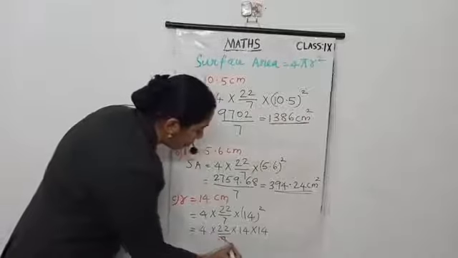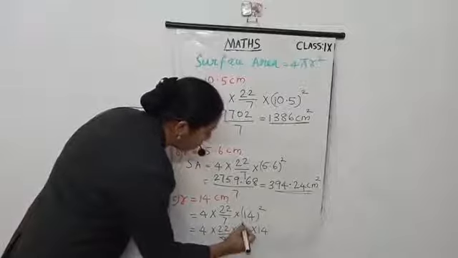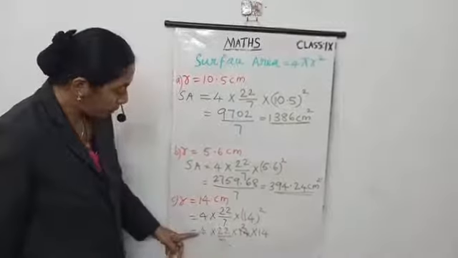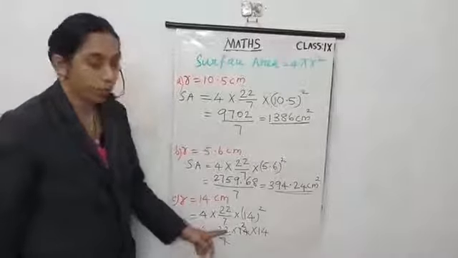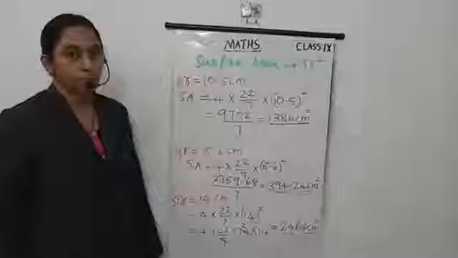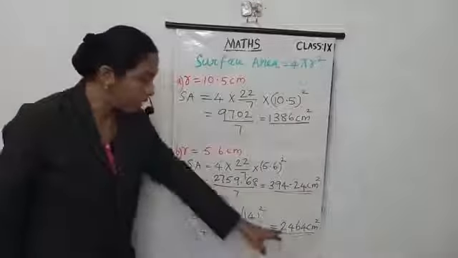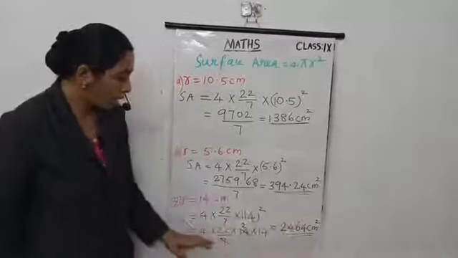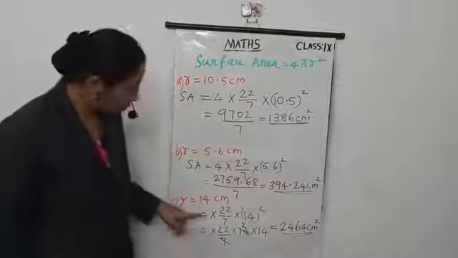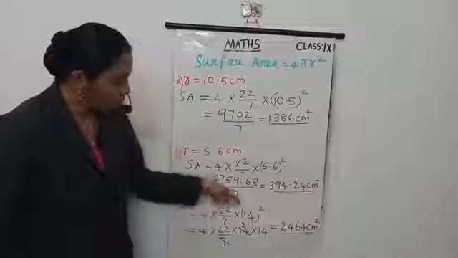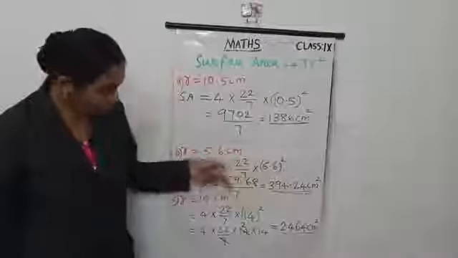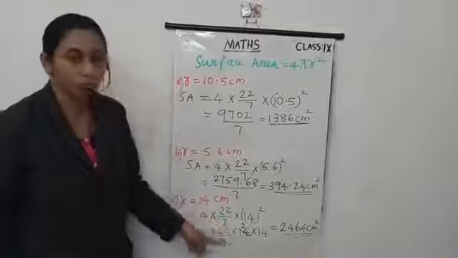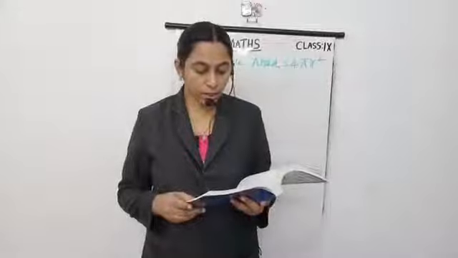We can divide 14 by 7. We get 2. Then multiply 4 into 22 into 2 into 14. Multiplying we get 2464 centimeter square. You can multiply in both ways, no problem. 4 into 22 into 14 into 14, then divide by 7. It's okay. Otherwise you can do like this. Both are correct.